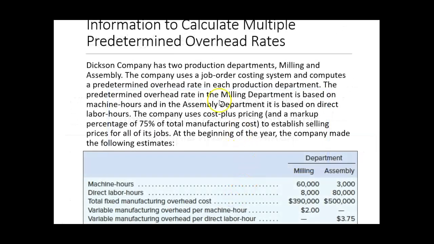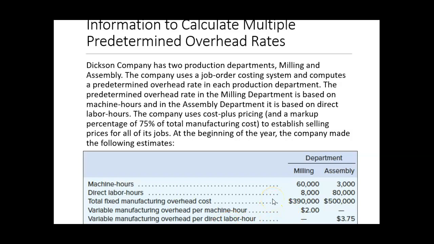For example, we have the Dixon Company, and they have 2 production departments, the milling department and the assembly department. Okay, so here's the information about them, but notice that for this company, they're going to have multiple predetermined overhead rates. In the milling department, they're going to assign overhead costs based upon machine hours. But in the assembly department, they're going to assign overhead costs based upon direct labor hours.